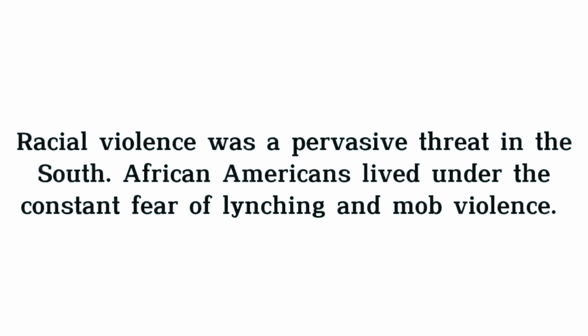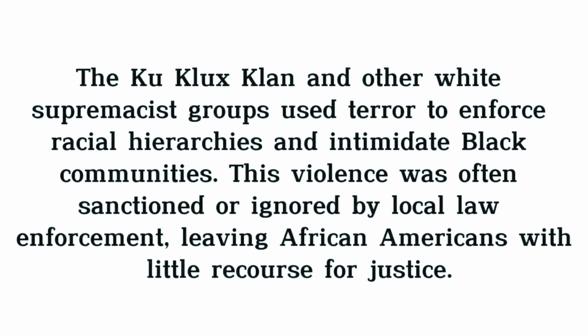Racial violence was a pervasive threat in the South. African Americans lived under the constant fear of lynching and mob violence. The Ku Klux Klan and other white supremacist groups used terror to enforce racial hierarchies and intimidate black communities. This violence was often sanctioned or ignored by local law enforcement, leaving African Americans with little recourse for justice.